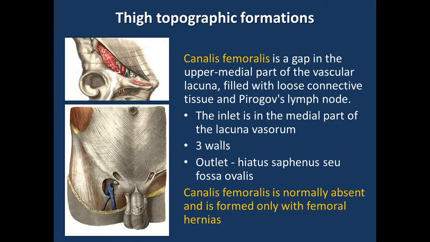Some of the topographic formations are located in the fascia lata and have a connection with the femoral canal. This is a pathological gap in the upper medial part of the vascular lacuna, filled with loose connective tissue and Pirogov's lymph nodes.